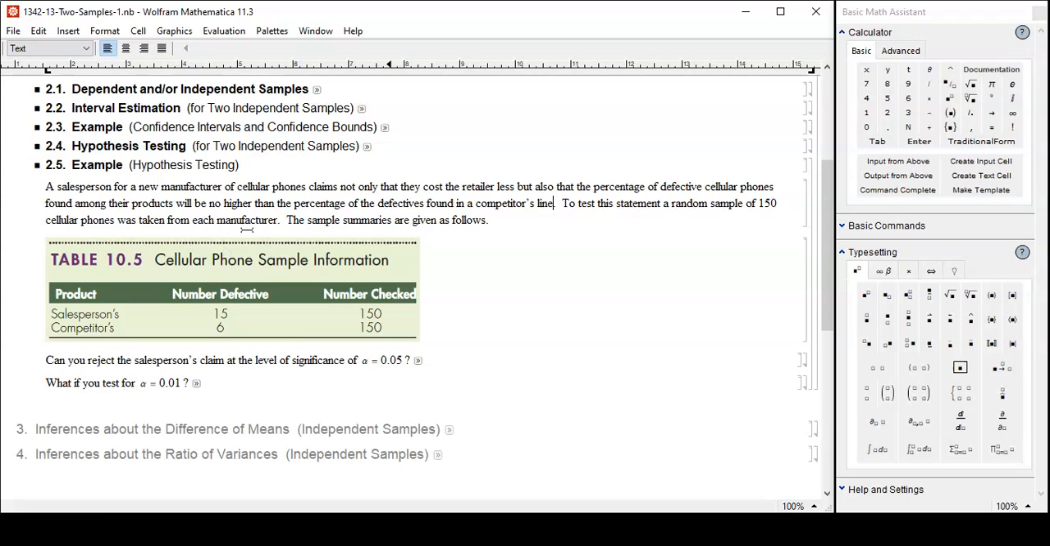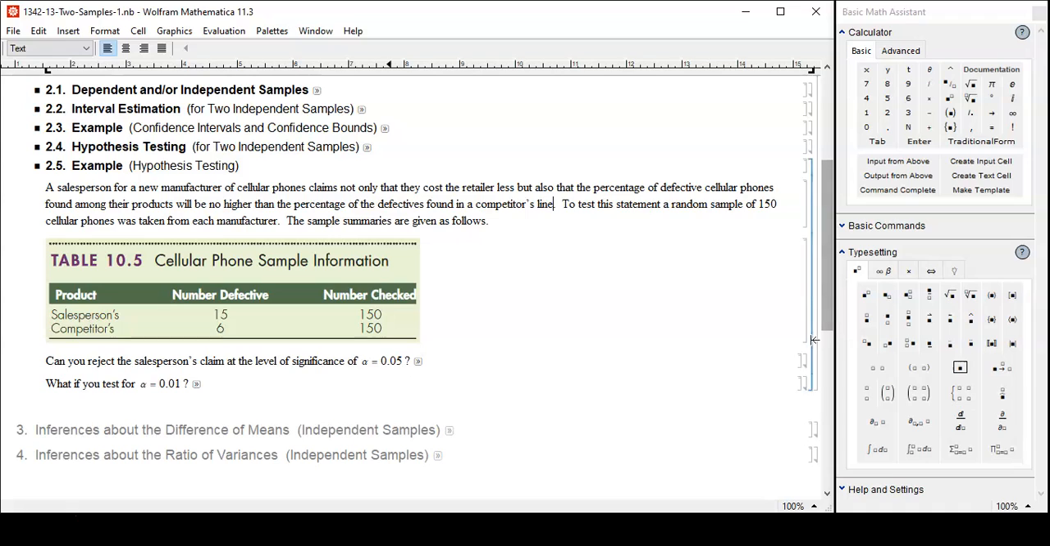Now, to test this, we did some sample study and we got these, and it looks like there's significant difference. 15 defective out of total 150, so 10% defective. 6 defective out of 150, so that's 4% defective. To tell the truth, I think both are outrageously high, but I don't know, this is just a classroom example problem, not actual cell phone manufacturers. I mean, 15 defective out of 150. Any company like this must have gone broke by now.